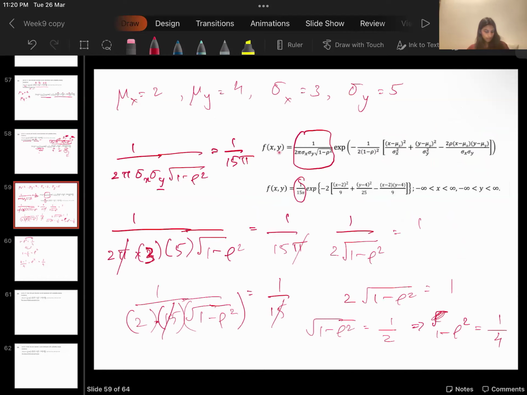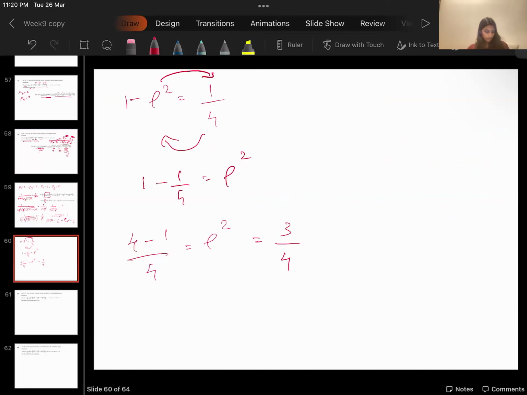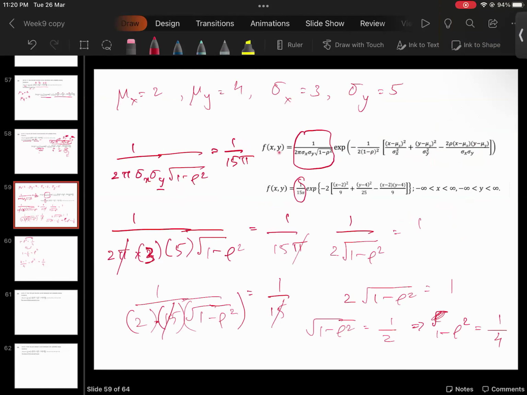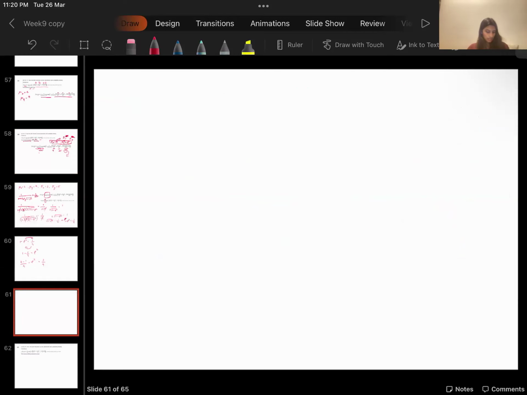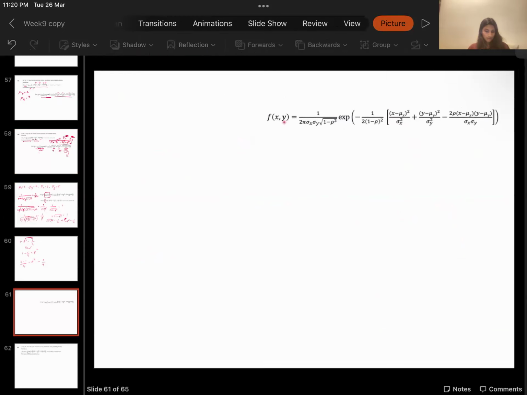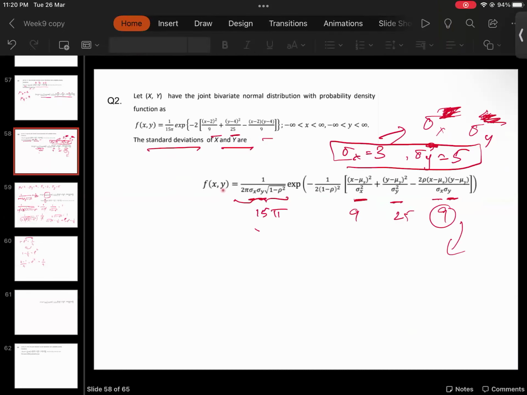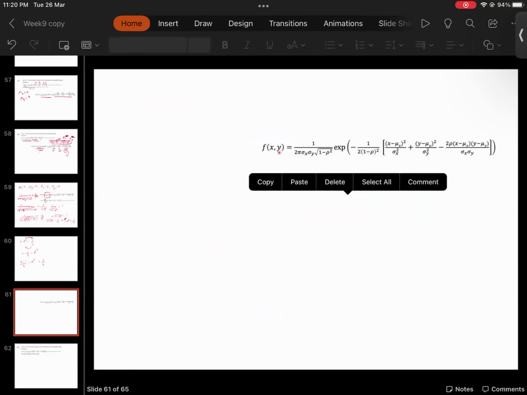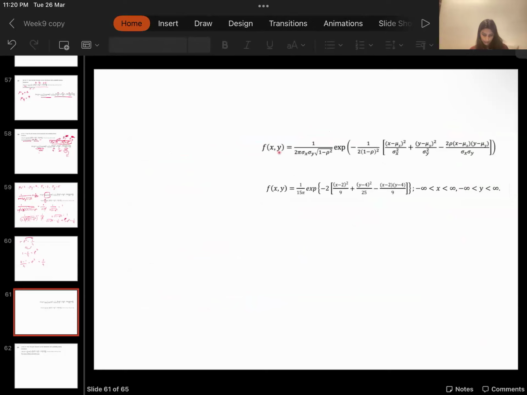I think I did some mistake here. Okay, wait, let's try the easier way rather than just complicating this. Yeah, I'm sorry about that. Okay, let's maybe take this. This is the easiest.